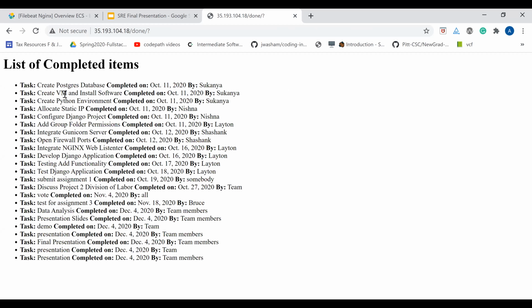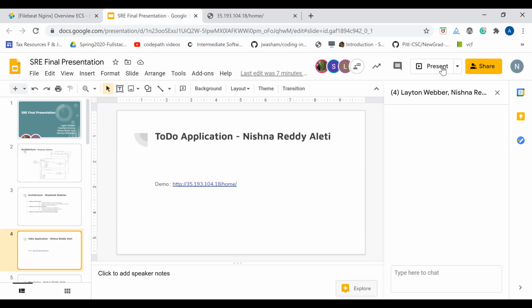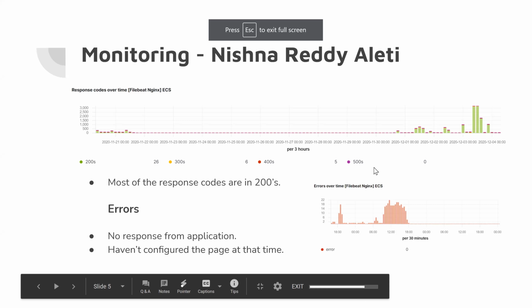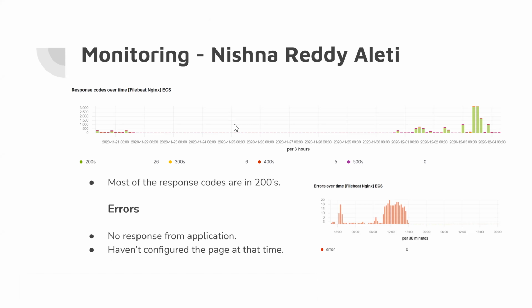Here we can see the list of all completed tasks that we have added since the site has been deployed. That's all about our to-do application. And next is monitoring. From this graph, we can say that most of our response codes are in 200s.